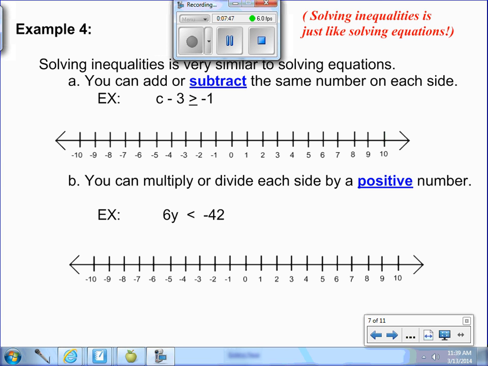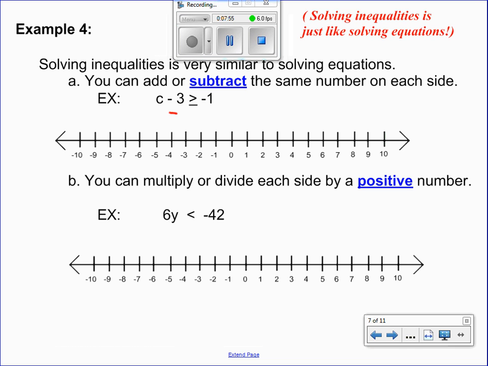Solving inequalities is very similar to solving equations. You can add or subtract the same number from each side. So in this example, we're going to add 3 to this side, add 3 to this side. So C is going to be greater than or equal to 2. So we're going to find the 2, closed circle, and graph the inequality.